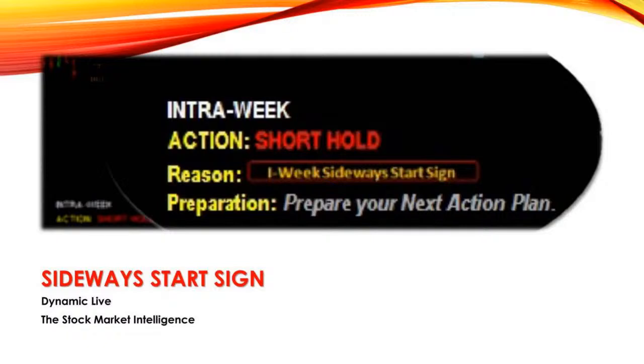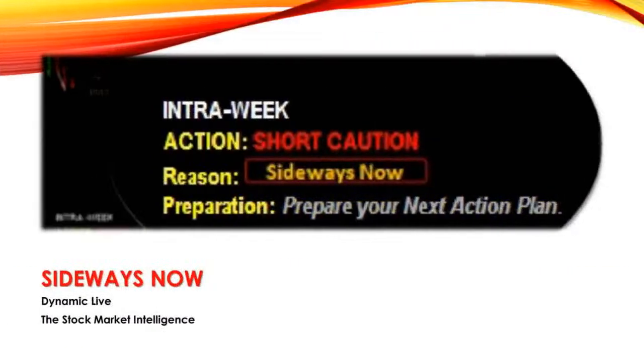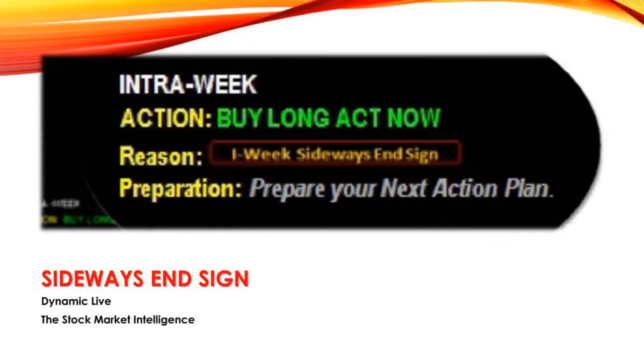So whatever buy position, whatever trade you have taken, you can exit your trade very early with minimum profits. Or the other best thing you can do here is stop trading the script and go trade some other script which is not in sideways. And later the information changes to sideways now. As long as the price keeps moving sideways, it will be written here as sideways now. And at the end, it will tell you sideways end sign. When it says sideways end sign, now you know that the sideways movement is over. And there is a time where you have to get in to capture the next big movement.